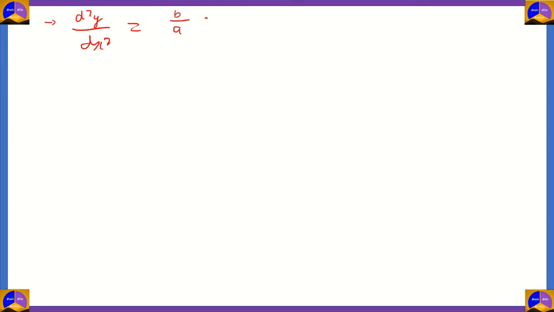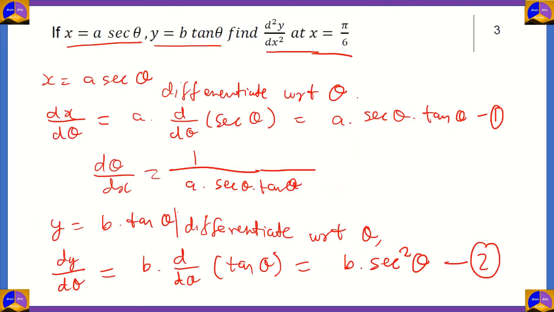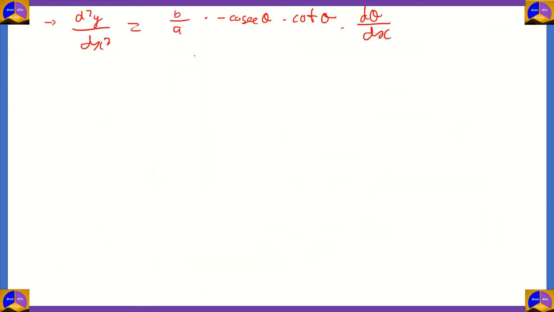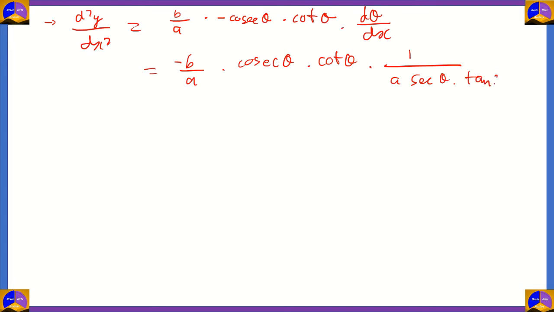That is minus cosecant theta times cot theta, and then you will write d theta by dx. But if you notice, we wrote d theta by dx as 1 by a times sec theta times tan theta. So this is the moment where we have to plug in that value. Therefore the right hand side will now be b by a, minus b by a times cosecant theta times cot theta times 1 by a sec theta times tan theta.